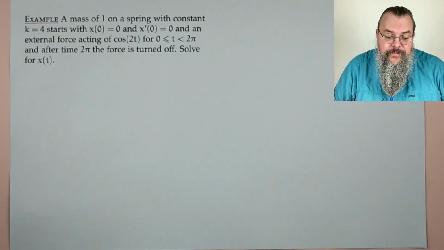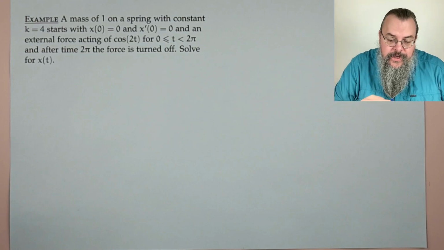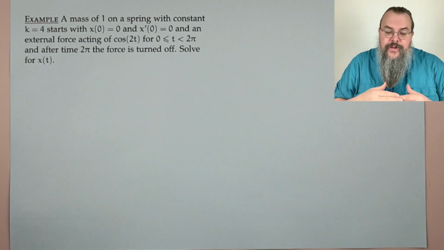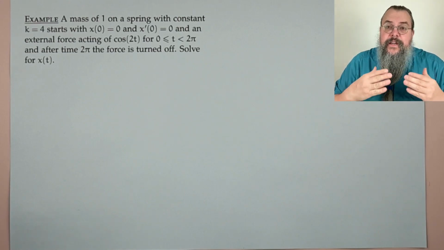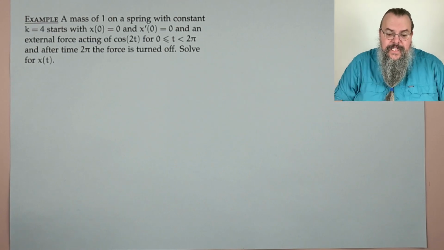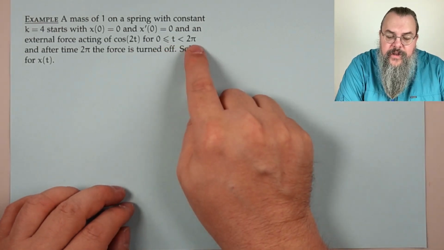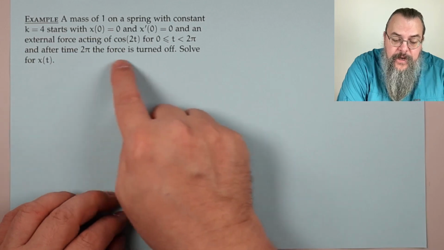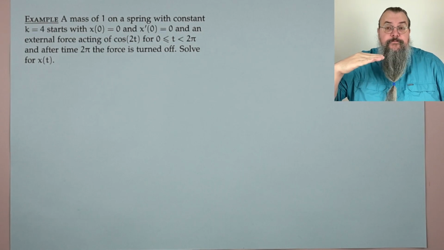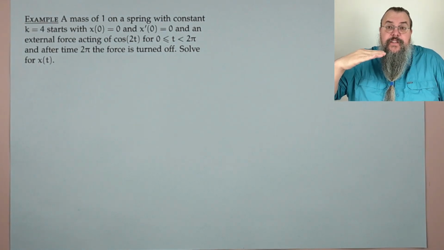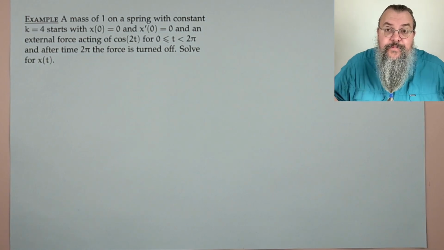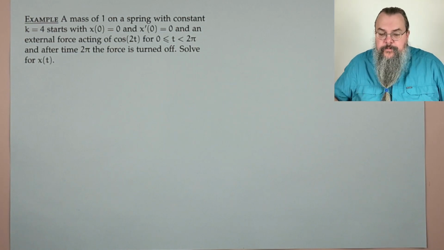So let's do another example. Here we have a mass of 1 on a spring with constant k equals 4, starts with x of 0 is 0, and x prime of 0 equals 0. And an external force acting, which is cosine 2t. Now, it doesn't keep acting. It only goes for a little bit, from time 0 to 2 pi. And after time 2 pi, the force is turned off. So the spring is initially at rest, which would mean that normally it would stay at rest. But then something is acting on it, then the thing acting on it is going to turn off, and then the spring is going to do something. All right, well, let's see what happens.